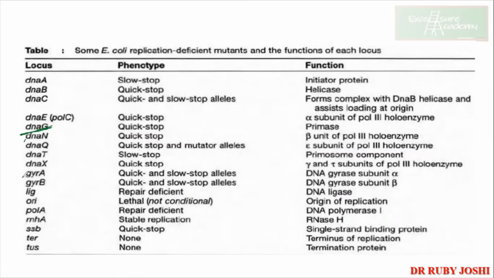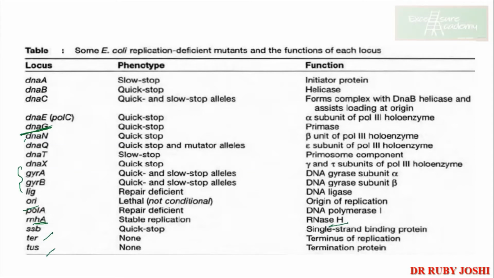Then you should know about the gyrase A and B. This is your ligase. Pol you already know. Then RNA is H. This is its locus. Locus means where the gene is present. Then you have got the single stranded binding proteins, TER and TUS. Clear? If you read it 2-3 times, finally you will remember also.